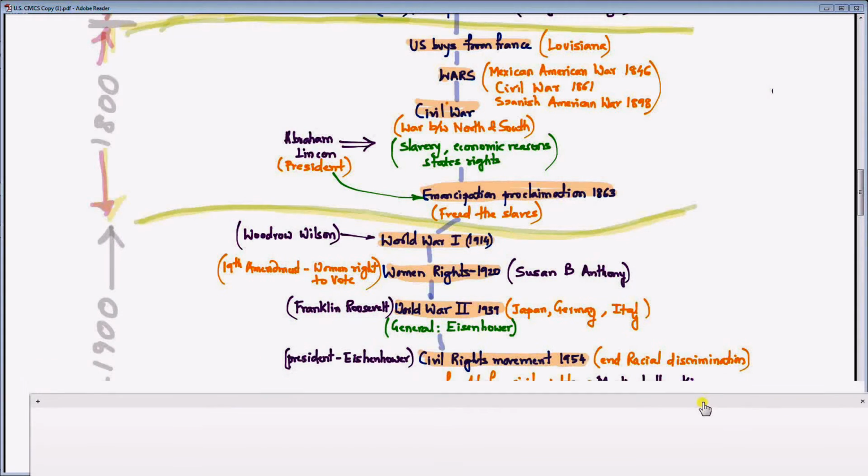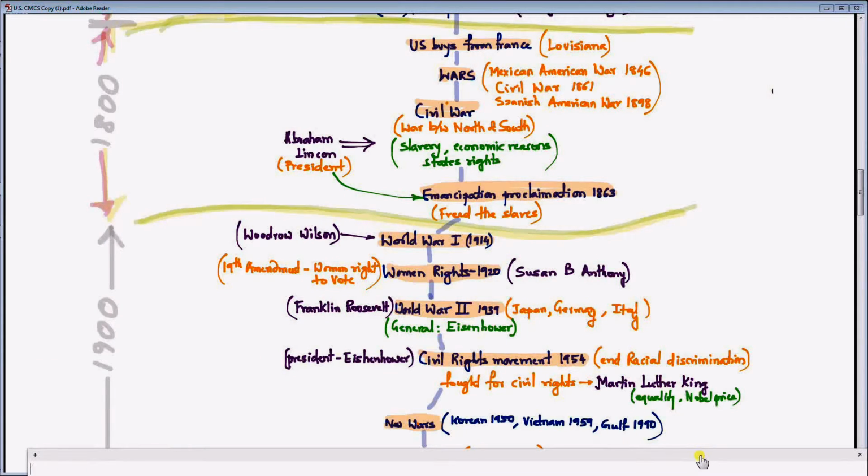As we go into the 20th century, we see we had to go through World War I, which was led by Woodrow Wilson. The women's rights issues were led by Susan B. Anthony. She fought for women's rights and brought changes in the Constitution. World War II was led by Franklin Roosevelt, we fought against Japan, Germany, and Italy. The then General Eisenhower later on becomes our president.